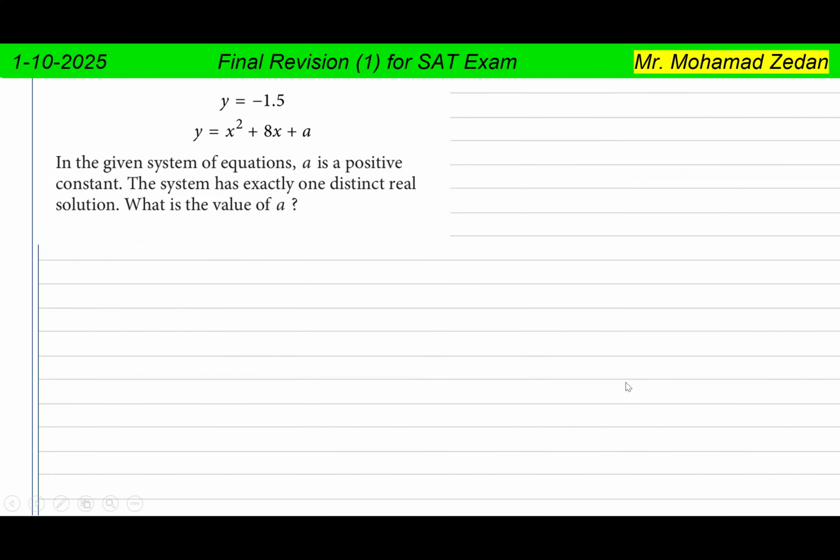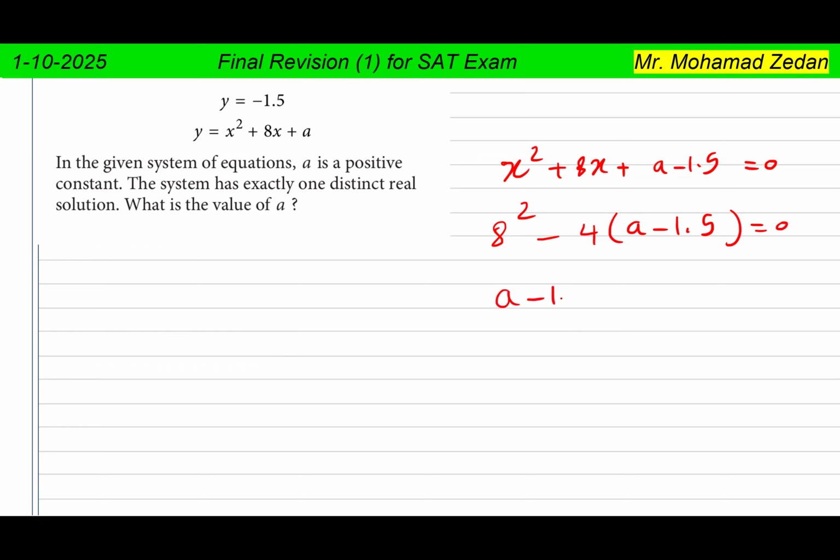So, in general, you can insert the two equations in Desmos and slide the value until you reach the intersection point. Or you can do it algebraically by writing x squared plus 8x plus a minus negative 1.5 equal to 0, and saying this equation has exactly one solution, so the discriminant, 8 squared minus 4ac, is equal to 0, and solve it. So a plus 1.5 is 64 over 4, which is 16.